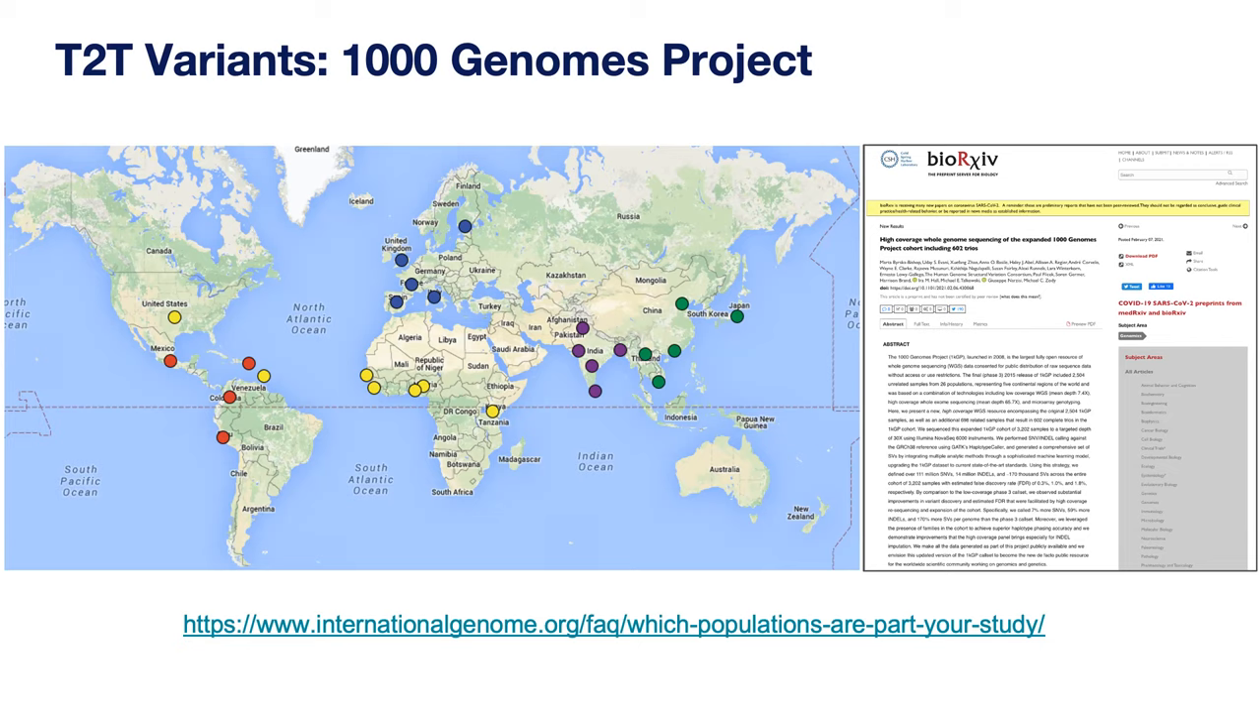Basically, that's how almost every genome that has been sequenced to date has been analyzed: through mapping it to a reference genome. So we wanted to study how this new telomere-to-telomere reference genome would impact variant analysis. And to do so, we looked at a well-established collection of genomes from a project called the Thousand Genomes Project.